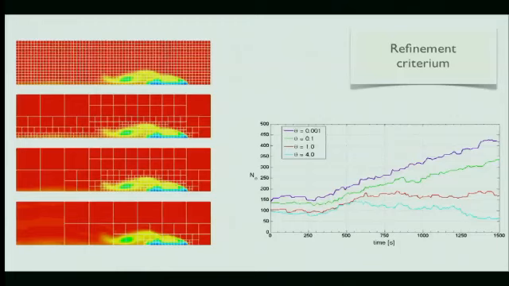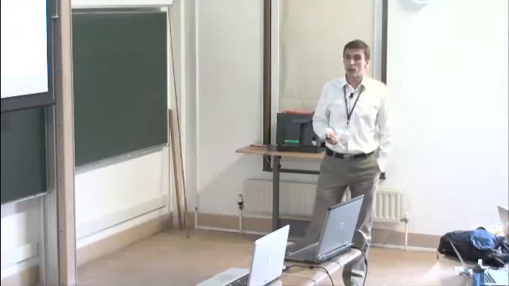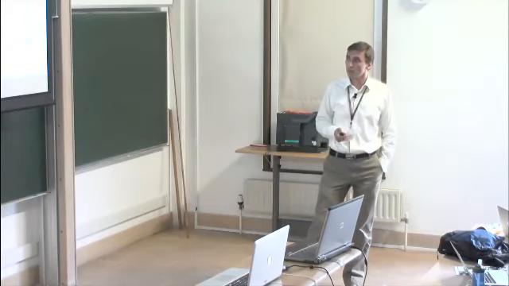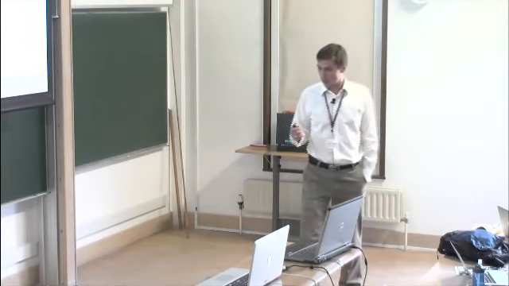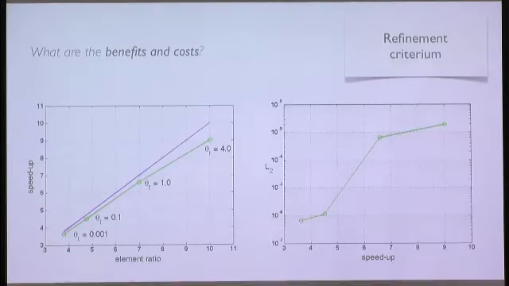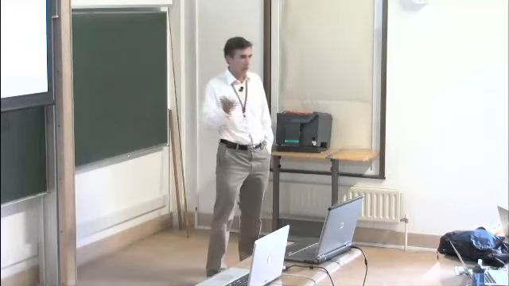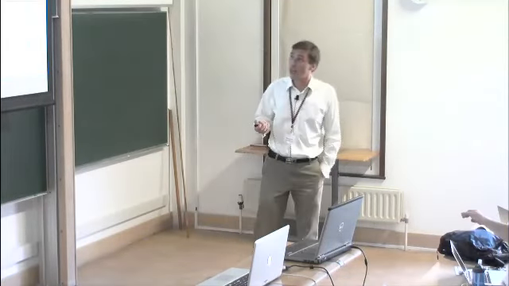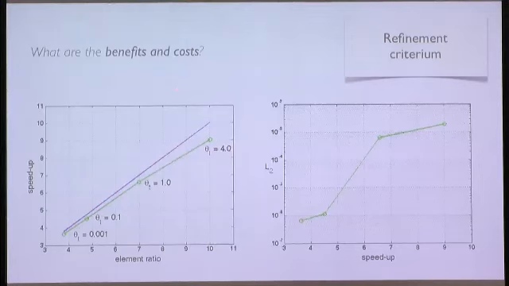So I thought it would be interesting to look at some norms and how they translate into speed up. What you see here is the speed up against the element ratio. And element ratio is the number of elements in the fully refined case divided by the average number of elements in each of the AMR cases. The blue line shows the ideal speed up, so the case where with AMR you pay no cost for that. Which is obviously not the case, you always pay something. And that's what the green line shows.